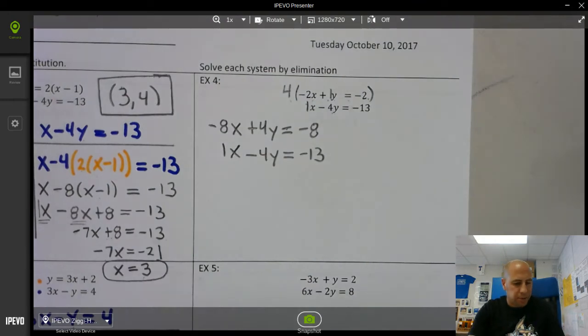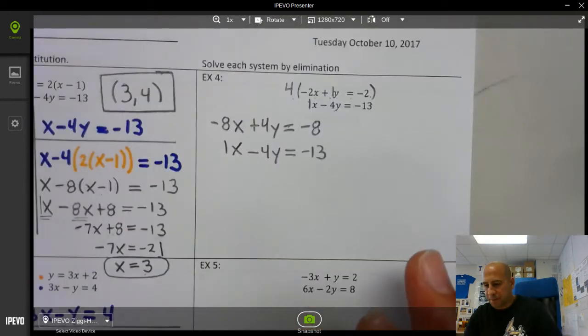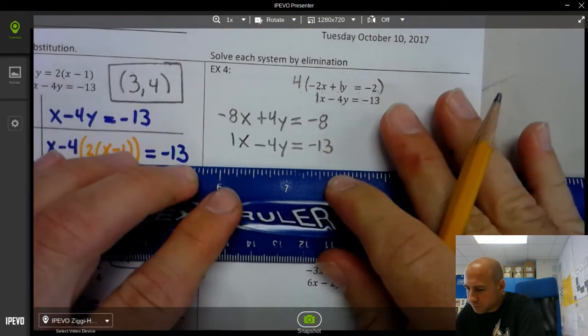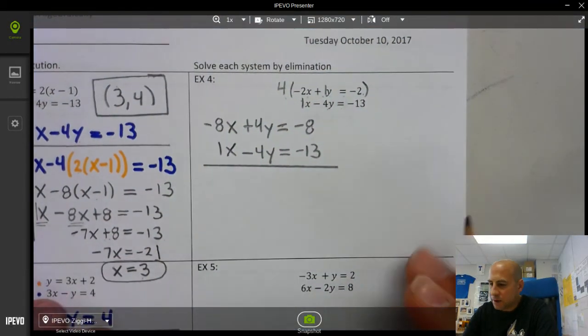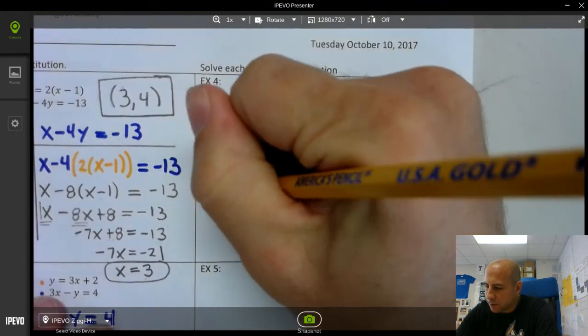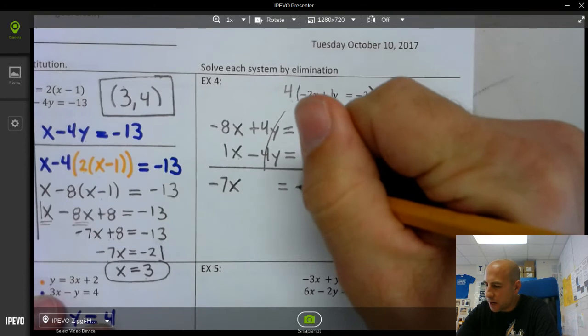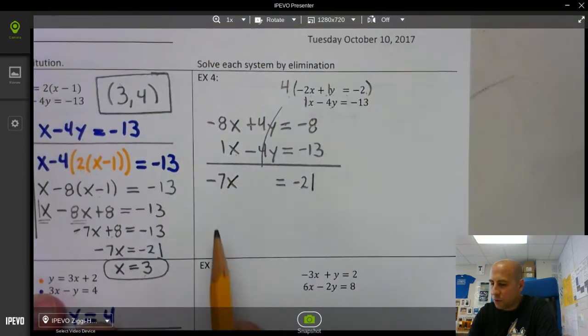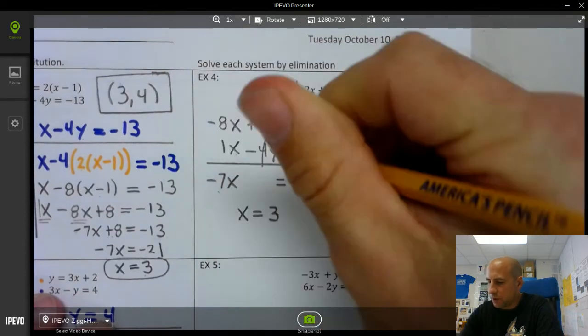And then step 3, solve for the remaining variable. Okay, so you're going to actually add and subtract vertically. So negative 8x and 1x is negative 7x. These cancel, become 0, equals negative 21. We divide negative 7 by both sides, x equals 3.